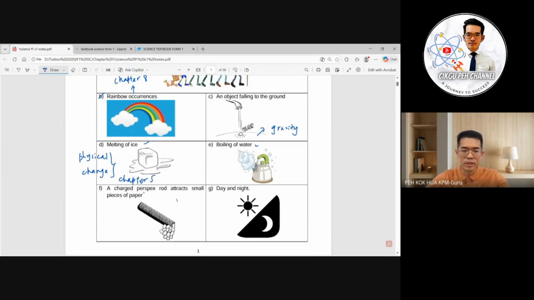Okay, so F: a charged perspex rod attracts small pieces of paper. Normally we can use a plastic ruler. You rub it with a cloth, and the ruler will be charged, right? When you bring the charged plastic ruler close to the paper, the paper will be attracted. This is known as electrostatic force.